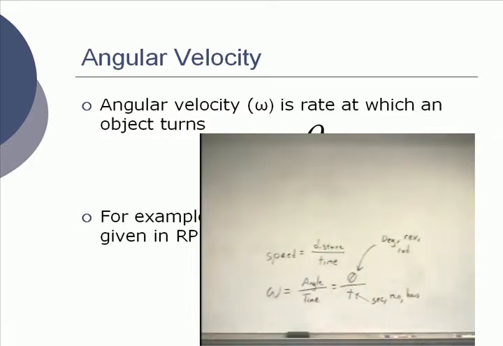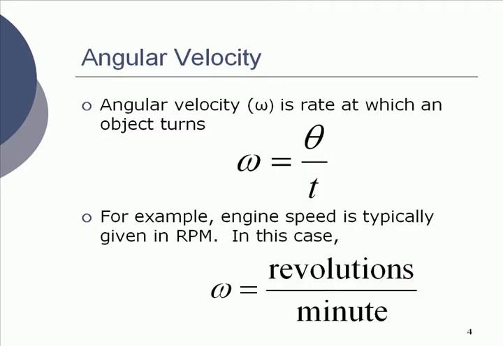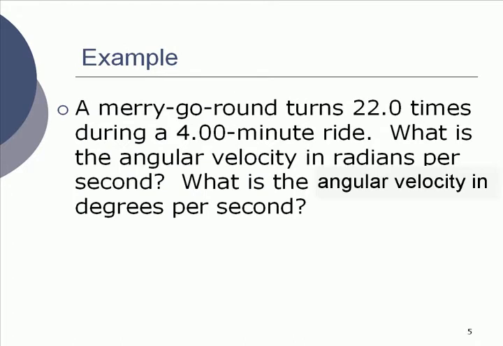Okay, well, let's do a couple of examples involving angular velocity. Questions about the general idea? No? Here's what we've got. Let's give you a pleasant picture to daydream about. A merry-go-round turns 22 times during a 4-minute ride. We want to know what the angular velocity is in radians per second and what the degrees per second is. Well, let's just find out what the angular velocity is first. We'll put it in the desired units later.